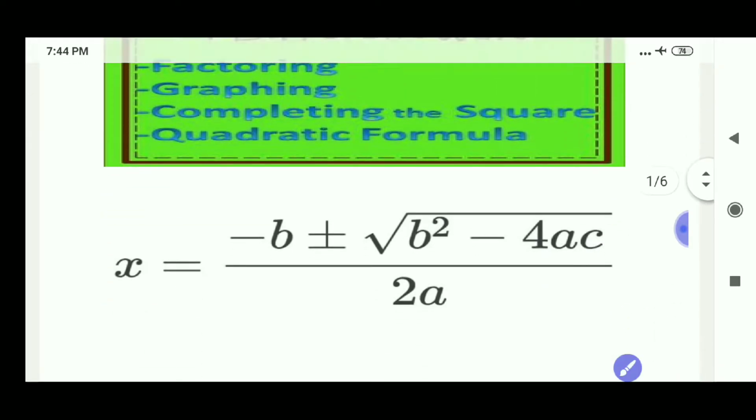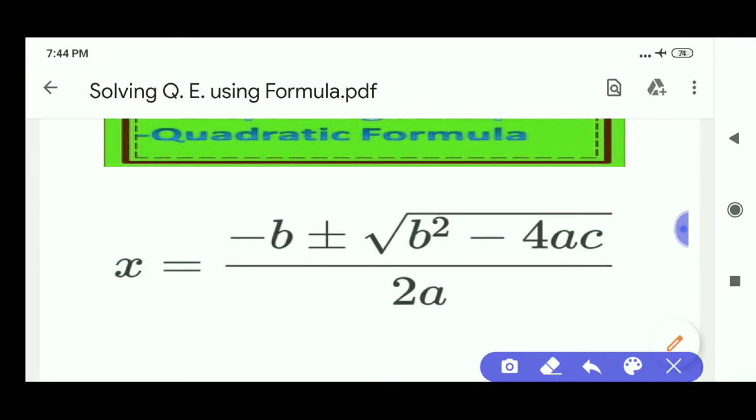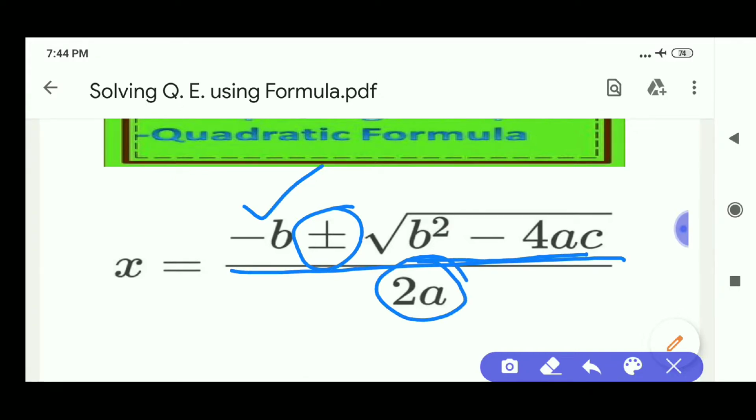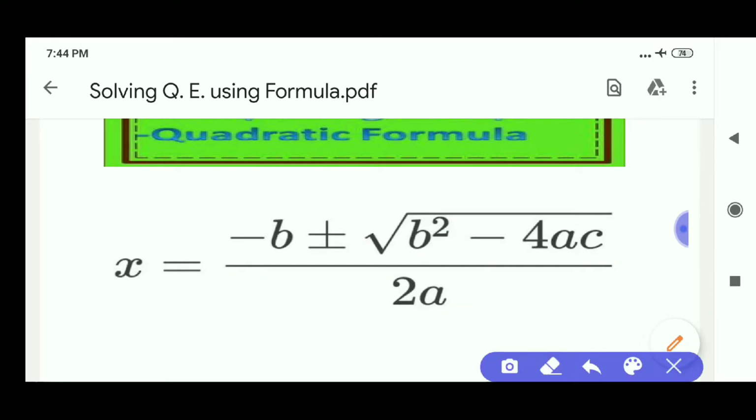What is the formula to solve a quadratic equation? Observe carefully and memorize the formula. That is, x is equal to minus b plus or minus root over b square minus 4ac, whole by 2a. Once again, x is equal to minus b plus or minus root over b square minus 4ac, whole by 2a.